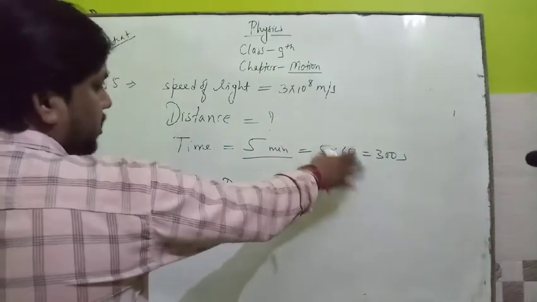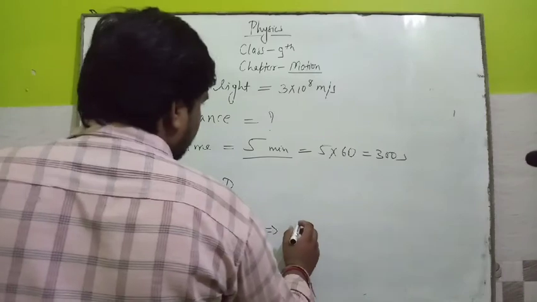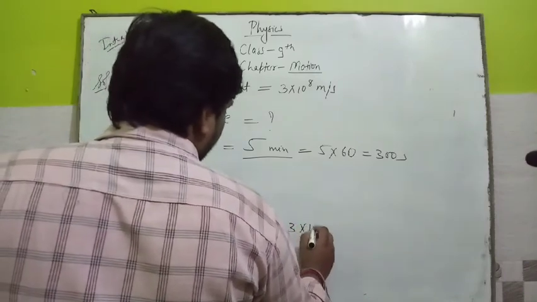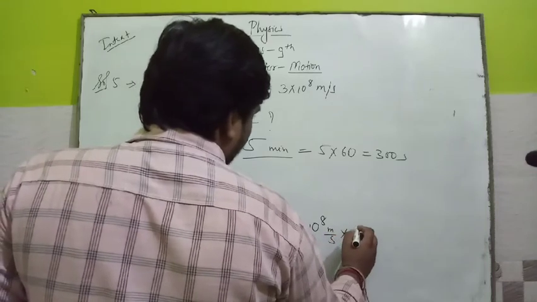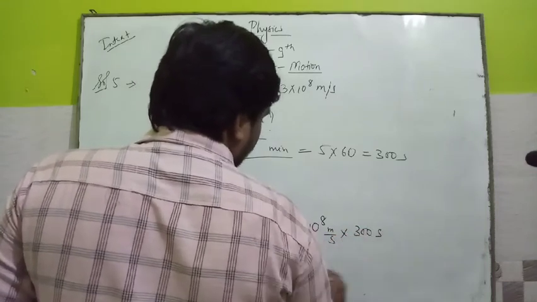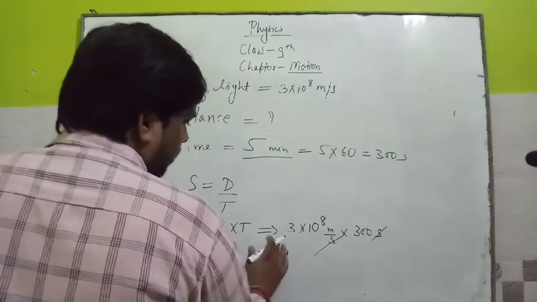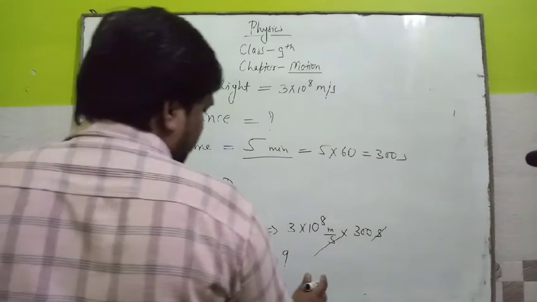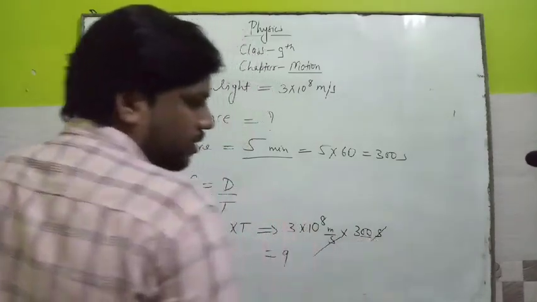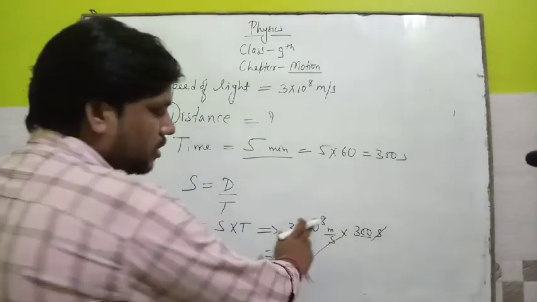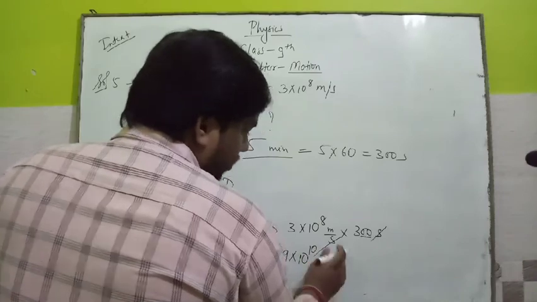Now you can apply it here. The speed is 3 into 10 to the power 8 meter per second multiplied by 300 seconds. Seconds cancel. 3 threes are 9, and with 10 to the power 8, the 2 zeros of 300 make it 10 to the power 10. So 9 into 10 to the power 10 meter, because seconds cancel.